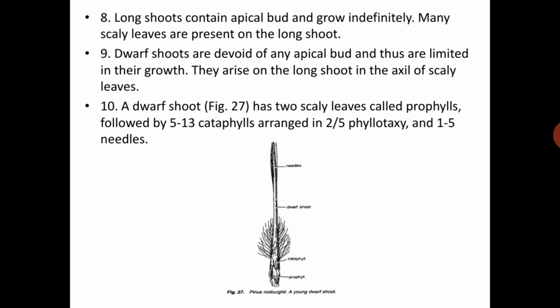The dwarf shoot has two scaly leaves called prophylls, followed by 13 to 15 cataphylls arranged in a 2 by 5 phyllotaxy, and 1 to 5 needles. So on the dwarf shoot the needles are present and it has two scaly leaves. Those are called prophylls, right?